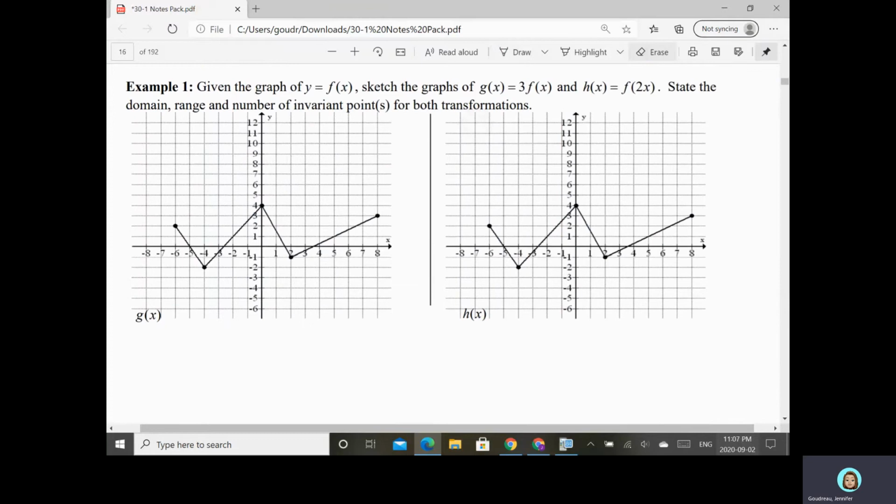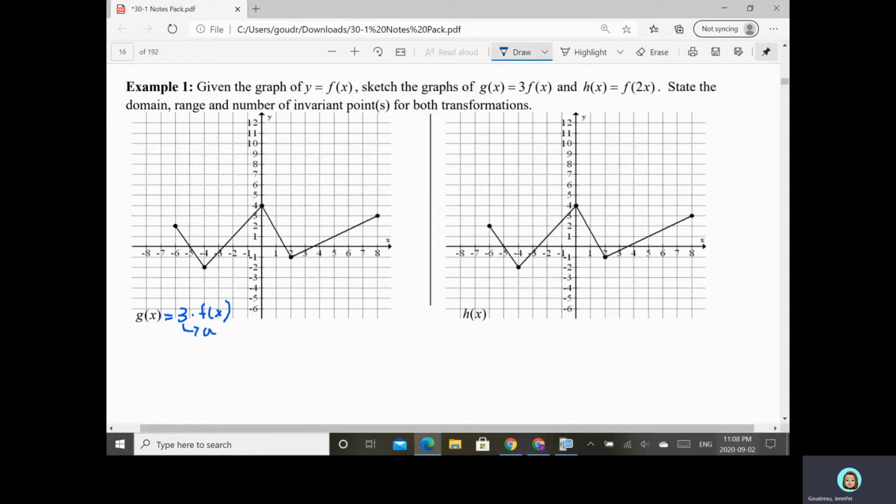Example 1. Given the graph of y equals f of x, sketch the graphs of g of x, which is equal to 3 times f of x, and h of x, which is equal to f of 2x. We're going to state the domain, the range, and the number of invariant points for both transformations. Let's start with g of x. So g of x is equal to 3 times f of x. That coefficient is in front of the function. That means we are talking about parameter a.